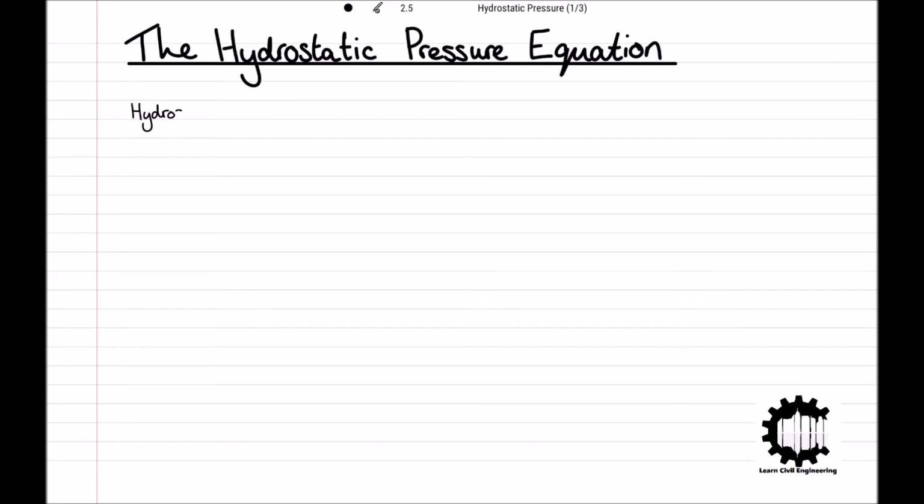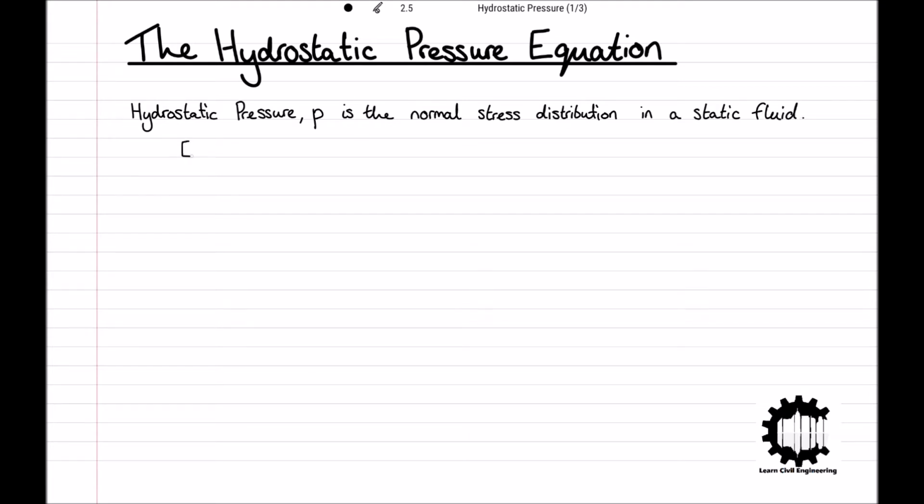are static. We know that there can be no shear stresses present in a static fluid, and so only normal stresses are present. The normal stress distribution in a static fluid is known as the hydrostatic pressure and denoted by P. Pressure has dimensions of M L to the minus 1 T to the minus 2, with SI units of kilograms per meter per second squared, or newtons per meter squared, or pascals.